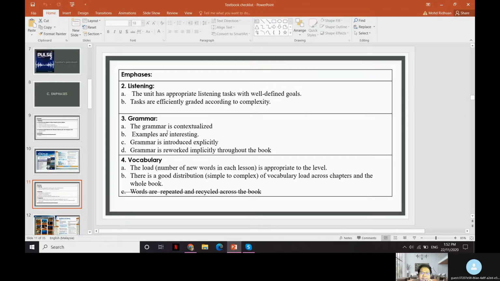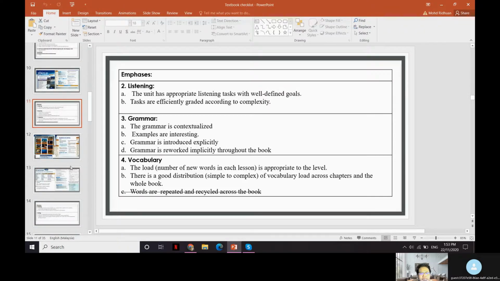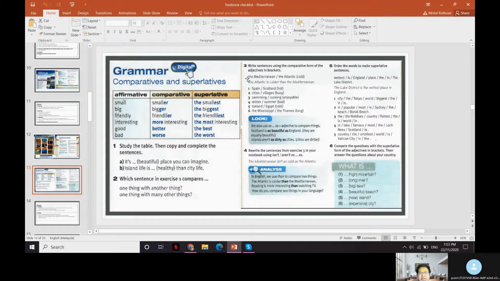For grammar skills, the grammar is contextualized, examples are interesting, and grammar is introduced explicitly and reworked implicitly throughout the book. This is a screenshot of the grammar activity in the textbook. In the Pulse 2 textbook, grammar has its own section for Unit 4, and it is also reworked implicitly throughout the book.